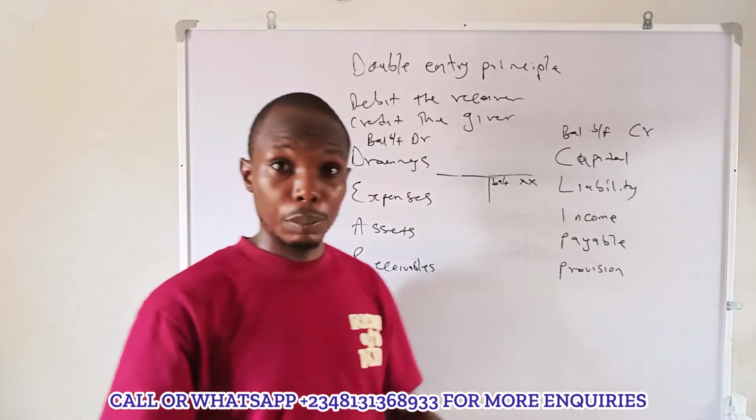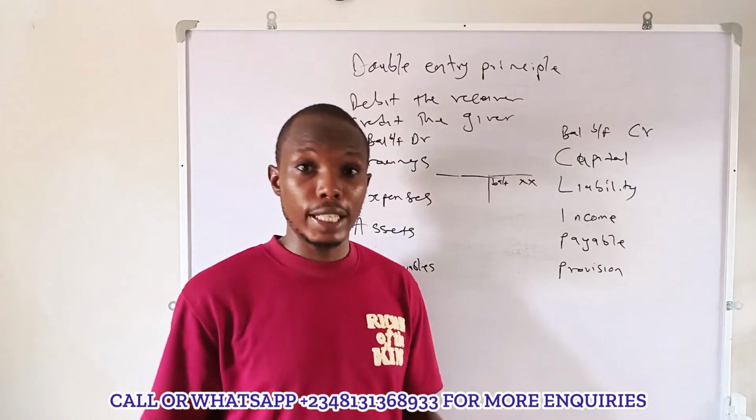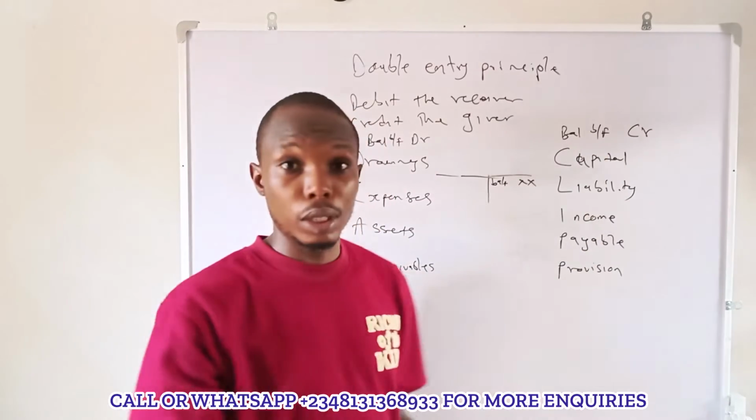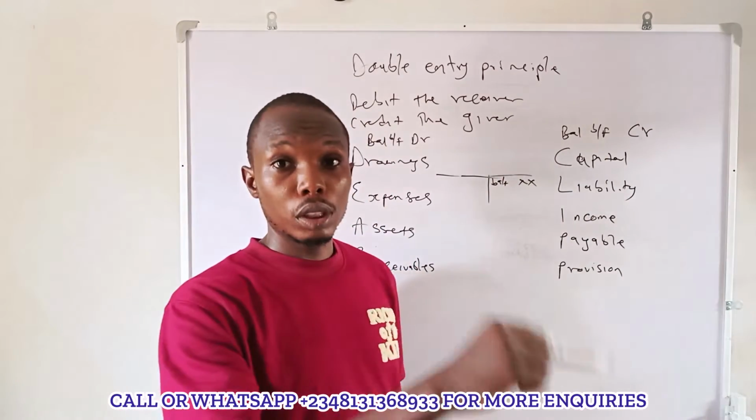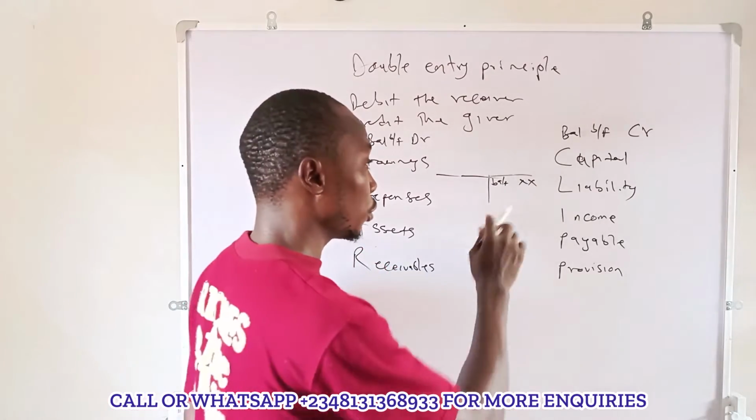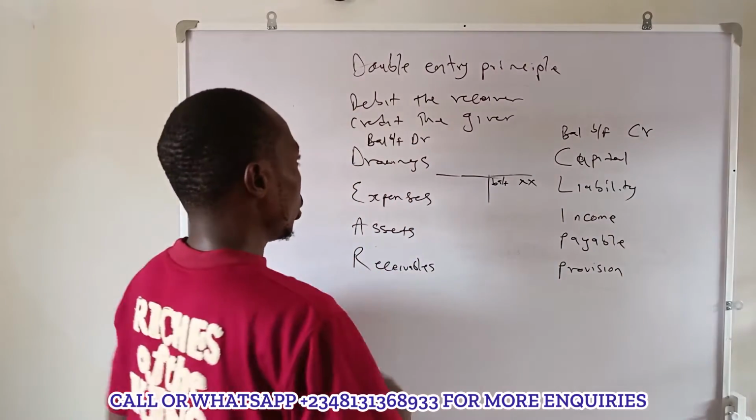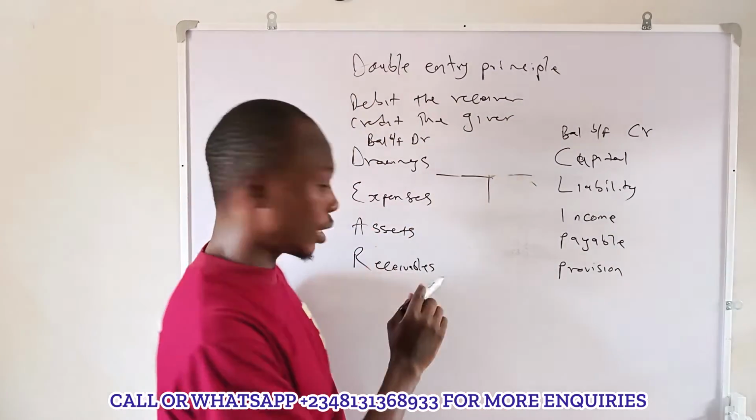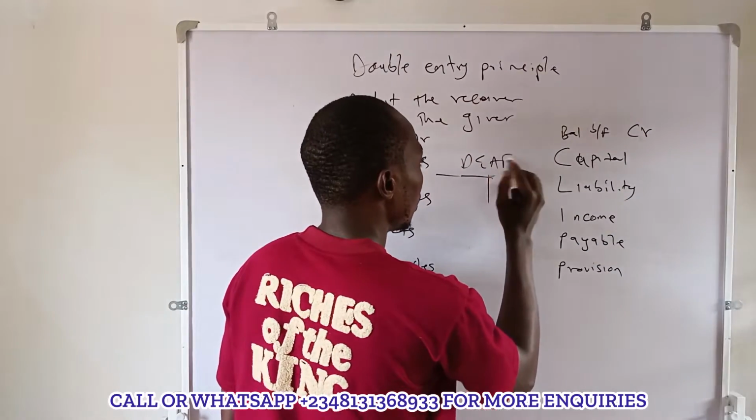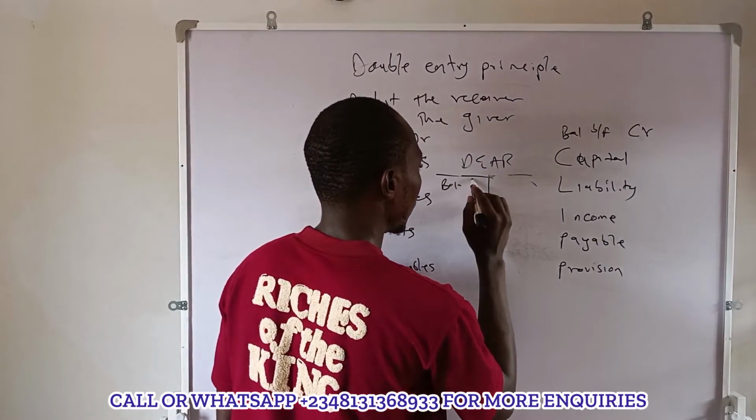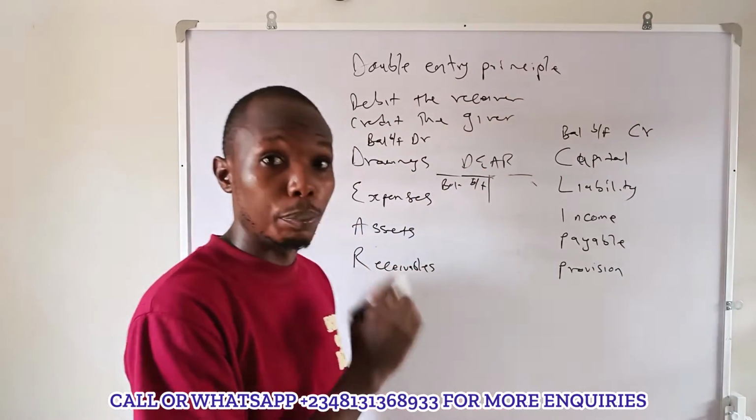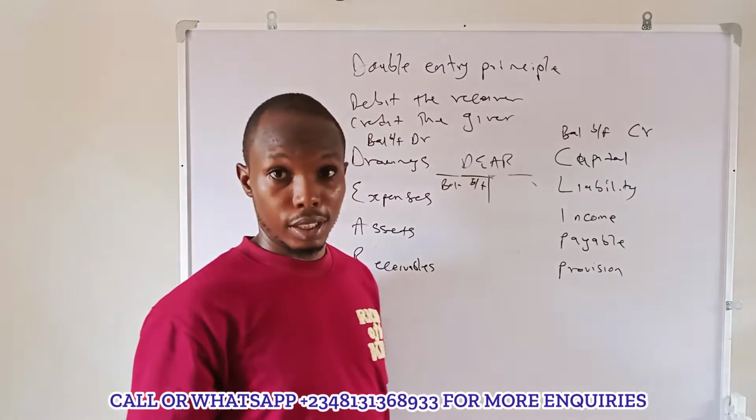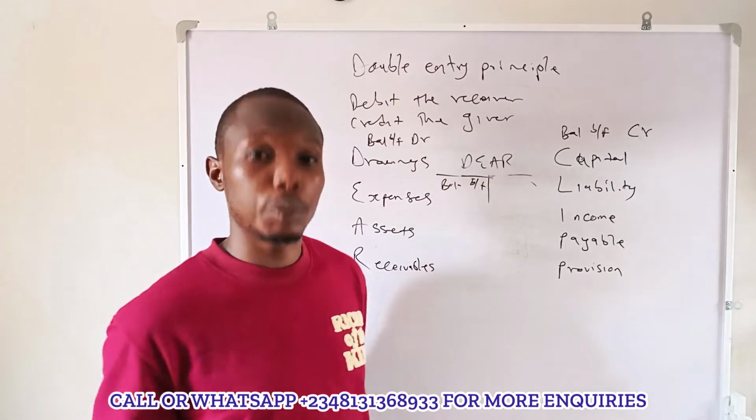Those are the items that, whenever you see them in a question and you are asked to prepare a ledger, once you open them and you already have the provision, you have these items with their figures, their balance brought forward will be at the credit side. But when you come to these items here, drawings, expenses, assets, and receivables, their balance brought forward is always at the debit side. So drawings is the opposite of capital, in the sense that you are withdrawing your capital.